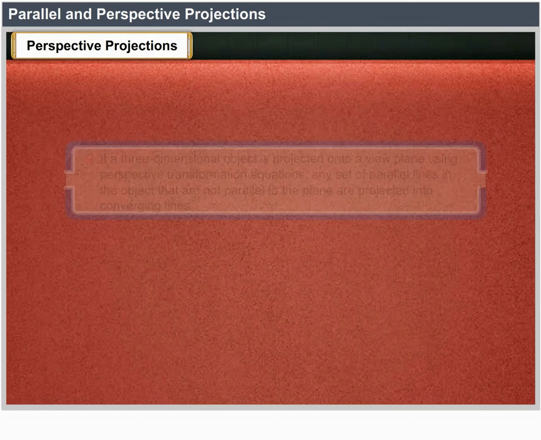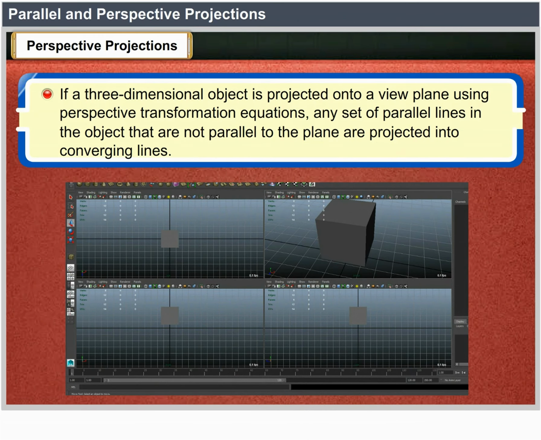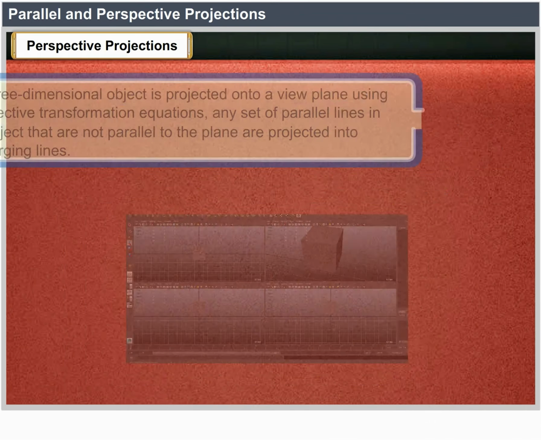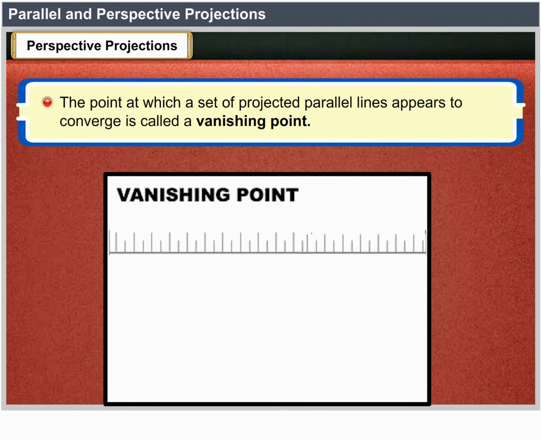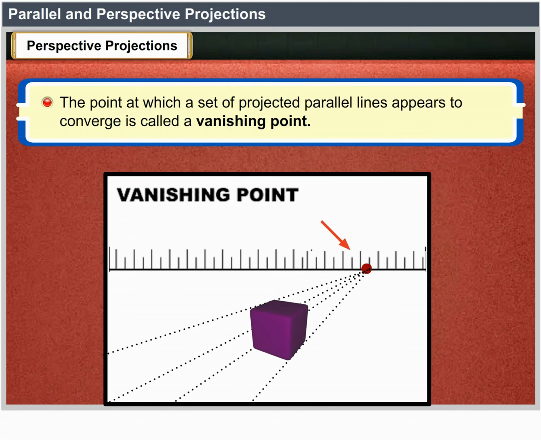When a three-dimensional object is projected onto a view plane using perspective transformation equations, any set of parallel lines in the object that are not parallel to the plane are projected into converging lines. Parallel lines that are parallel to the view plane will be projected as parallel lines. The point at which a set of projected parallel lines appears to converge is called a vanishing point.